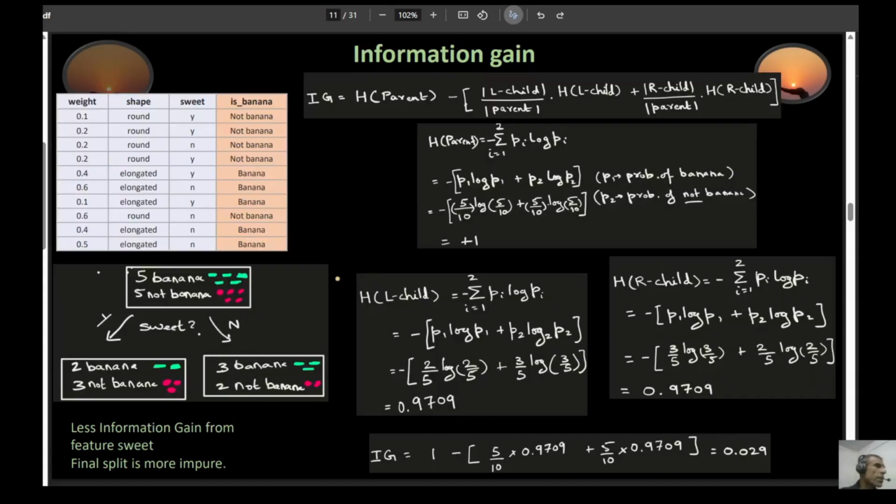Now let's calculate the information gain when we split along the feature sweet. Let's change the color of the pen. All right. So in this particular instance, I have 5 bananas and 5 not bananas. These right here. So this is my parent right here. Now when I split this based on the sweet characteristic, I'm going to get 2 options, yes and no.